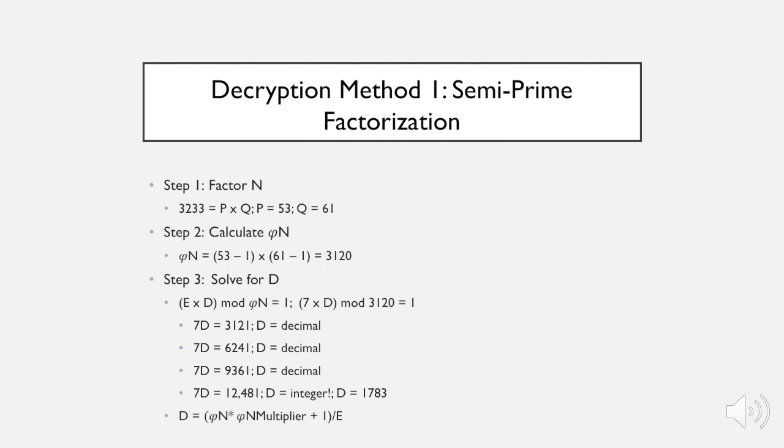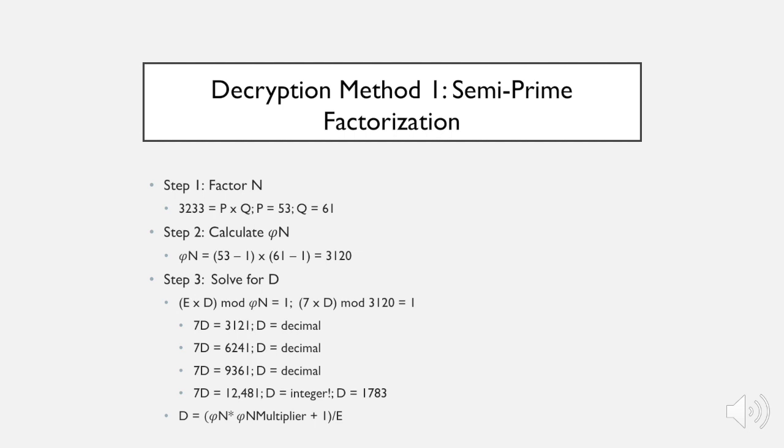For example, 6241 mod 6240, which is 3120 times 2, is equal to 1. Similarly, 9361 mod 9360, which is 3120 times 3, is equal to 1. The message interceptor can keep on multiplying the value of 3120 by increasing integers to achieve different modular relationships that will still yield 1 as a remainder, until d is an integer value.